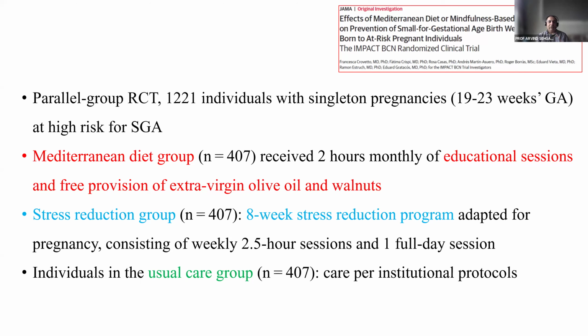And the group is divided into three parts. One is the Mediterranean diet group, which received some extra dietary educational sessions and free provisions of walnuts and olive oil. Second group is the stress reduction group, where there are no dietary changes, but there is an 8-week stress reduction program. So like mind over matter. And the third group is the standard usual care group in a developed country.